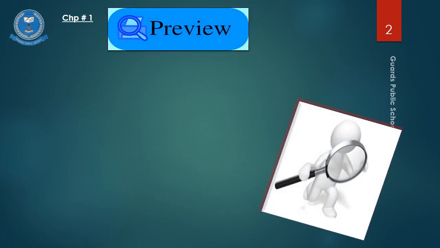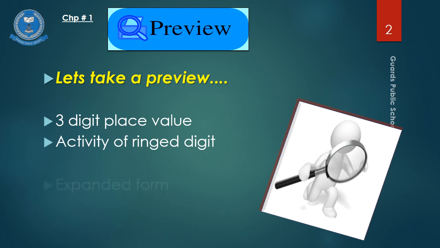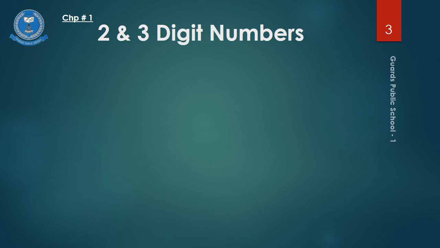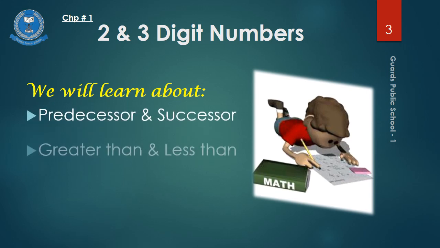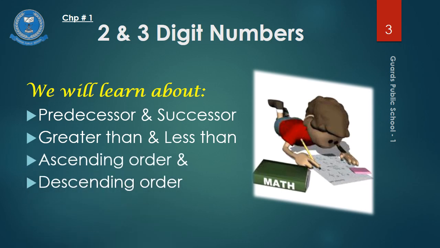Before starting our today's lecture, let's take a quick preview of the last lecture. In the previous lecture, we have covered these topics: 3-digit place value, an activity of ring digit, expanded form, and write in words. Before starting our lecture, let's see what we will learn today. We will learn about predecessor, successor, greater than and less than, ascending order and descending order.